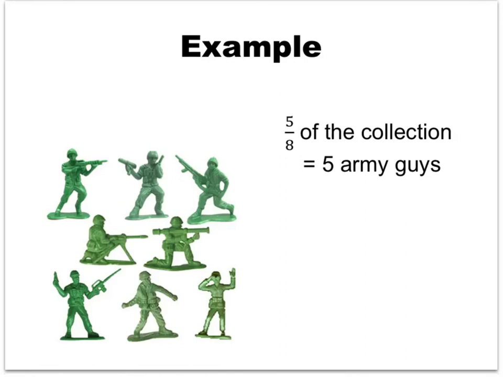Take another example, the statement 5/8 of the collection of army guys. That means we're going to divide our collection up into 8 equal pieces. That's our denominator. And the numerator 5 says that we're going to select 5 of those pieces. So maybe we'll select these 5 army guys right there. Those 5 army guys are 5/8 of our collection. Now there's no reason why I had to select those 5 specific army guys. I could have selected any 5 of them, but 5 army guys equals 5/8 of our collection.